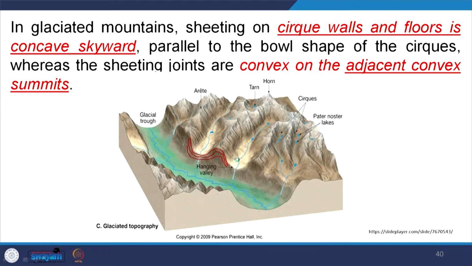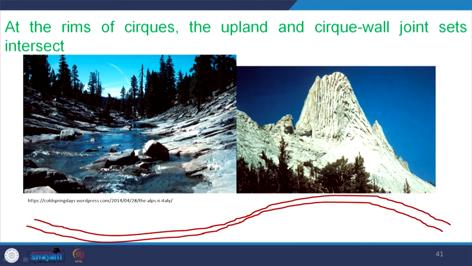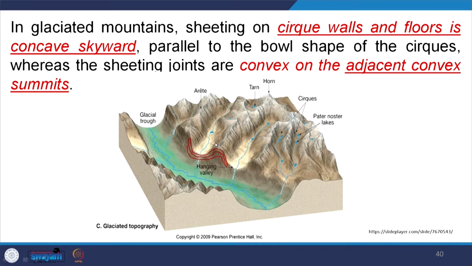Now you see here there is an example of glaciated hilly terrains. Here we have a valley and here we have a hill. So, in the hill and valley, what we are getting here is that at valleys the sitting joints are concave upward. However, in the hills they are convex upward.